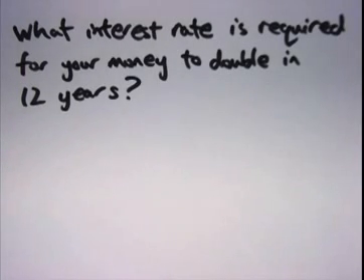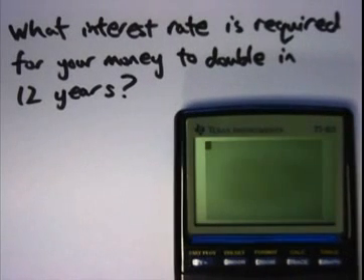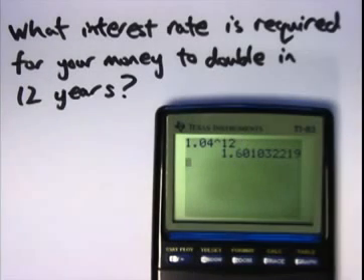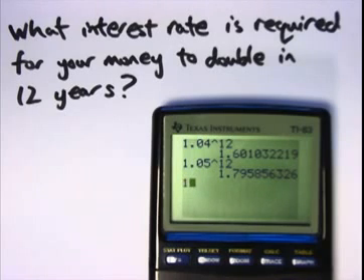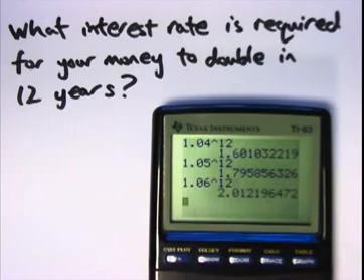You could experiment. I know a 2% interest rate is not going to do it because that took 35 years to double from a couple videos ago. So try a bigger interest rate like 4%. Will it double in 12 years? Nope, not up to 2 there. Try 5%. Nope, not up to 2. Try 6%. There's a little bit past 2. The answer evidently is going to be pretty close to 6%.